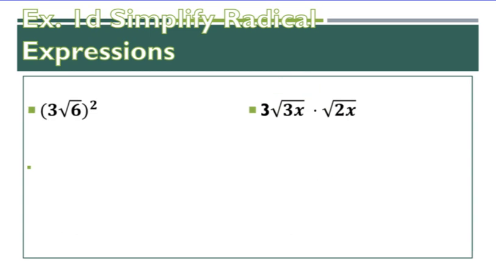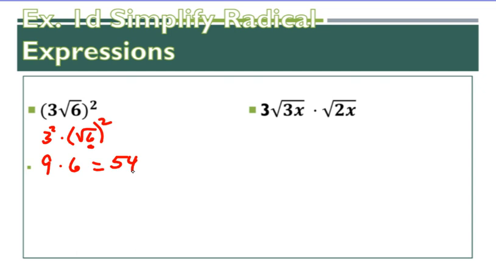Other problems. Here I'm squaring the 3, and then I'm also squaring the square root of 6. 3 squared is 9. When I square a radical, the answer is always what's on the inside. So the square root of 6 squared would be 6, and 9 times 6 would be 54.